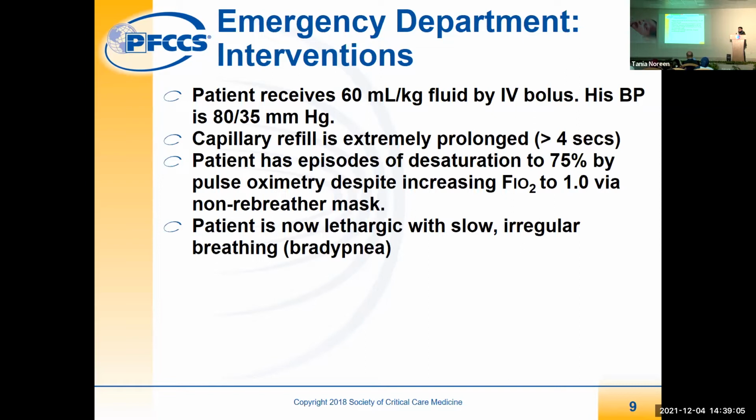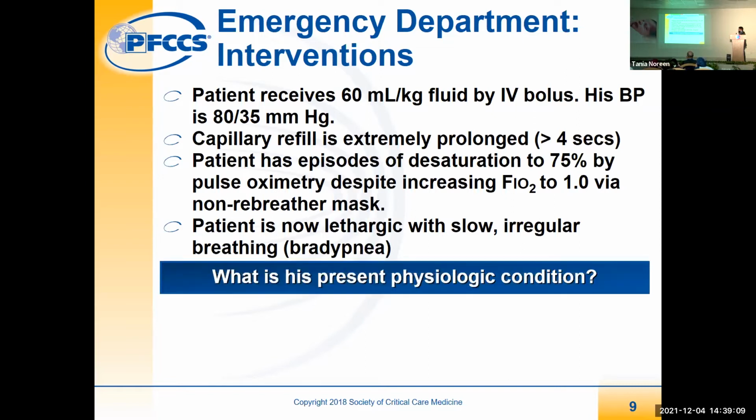Child is having low saturation. Child is having poor capillary refill. Blood pressure is on the lower side. He is in a state of shock. He is having respiratory failure and in decompensated shock at this point in time. Lethargic and slow irregular breathing in respiratory failure. So what are you going to do?